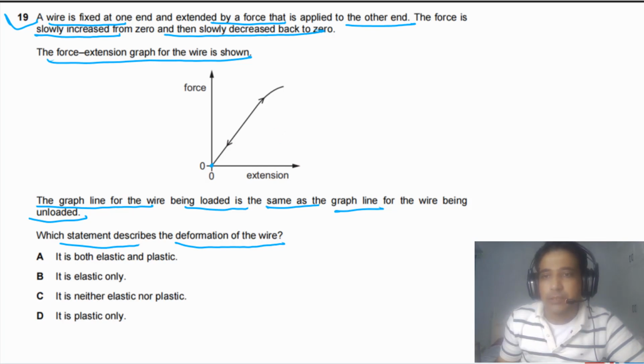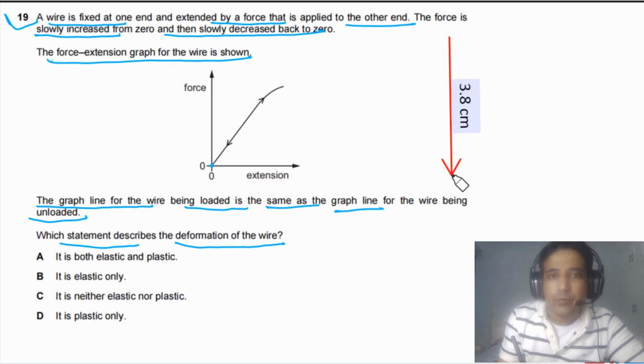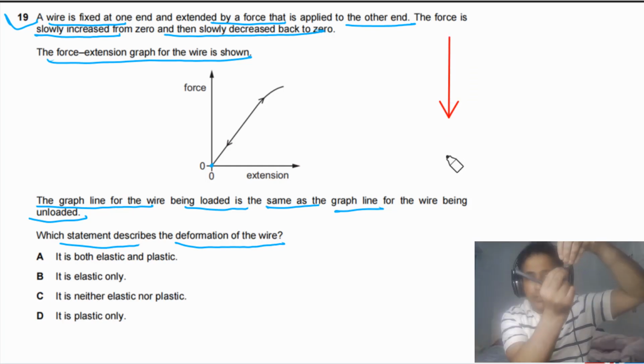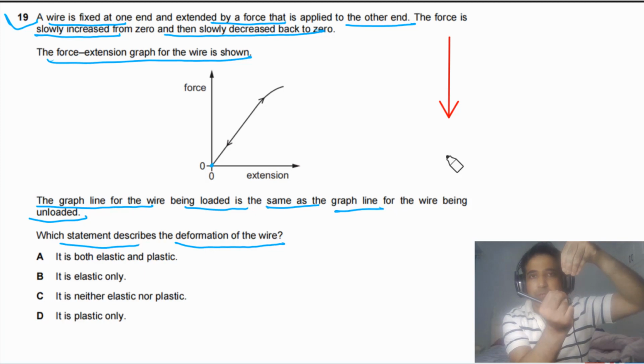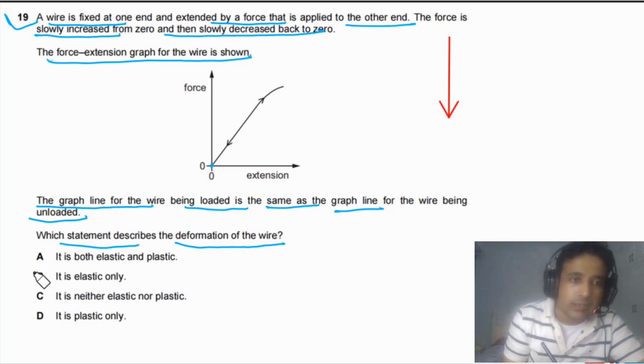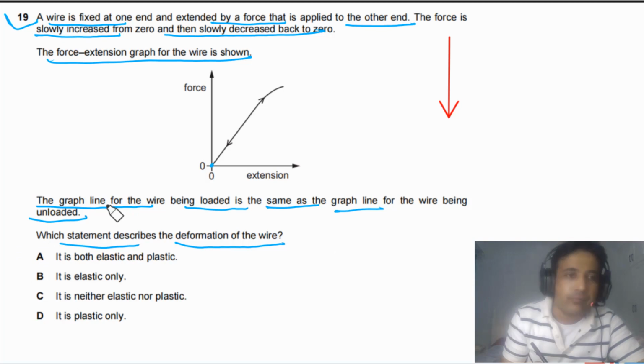We can also understand this in a slightly different way. Imagine that this is the wire. First of all, we extend this wire up to this point, and then we remove the force, and the wire comes back to the original shape and size. So this kind of deformation is elastic. Simply imagine you extend the wire, and when you remove the force, it comes back to the same shape and size. So this is elastic deformation. So the answer for this question has to be B.